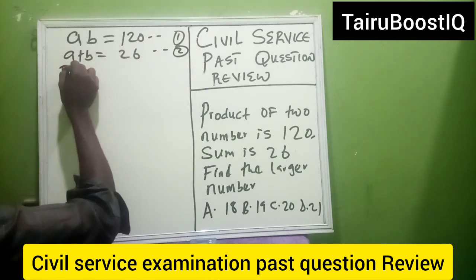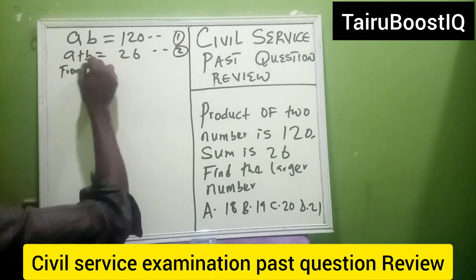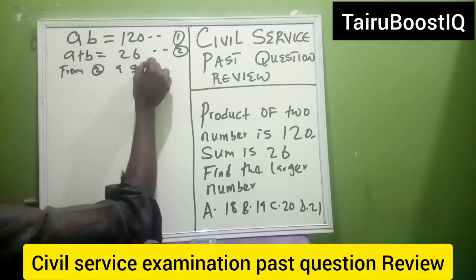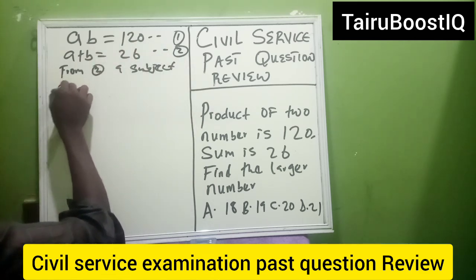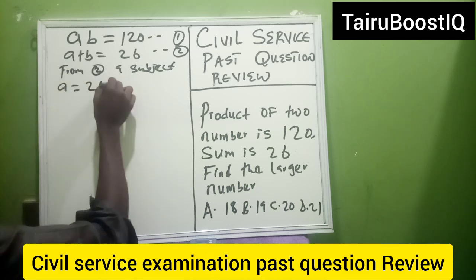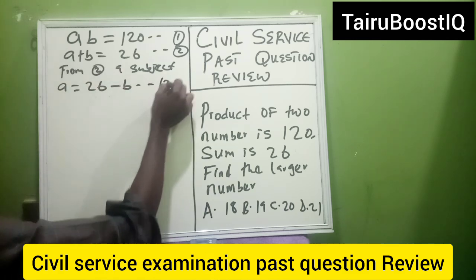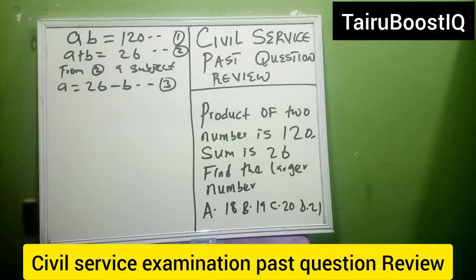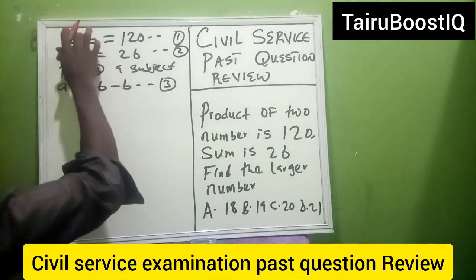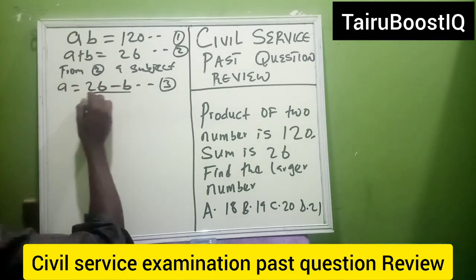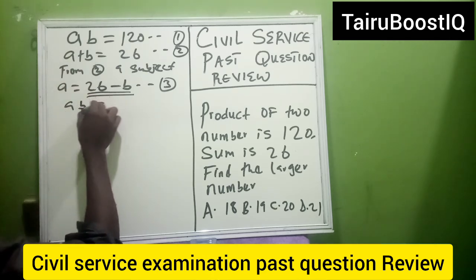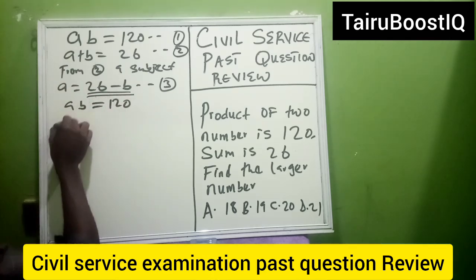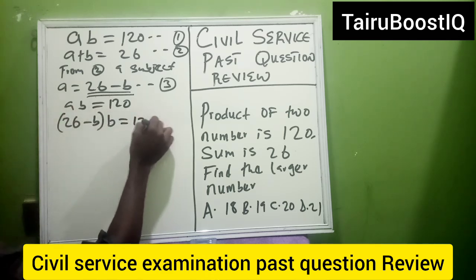Let's say from equation 2, we want to make A the subject of the formula. So we are going to say A is equal to 26 minus B. We can call this equation 3. Anywhere we see A, we put this 26 minus B. So from equation 1, A times B, we are going to say 26 minus B, multiplied by B, is equal to 120.